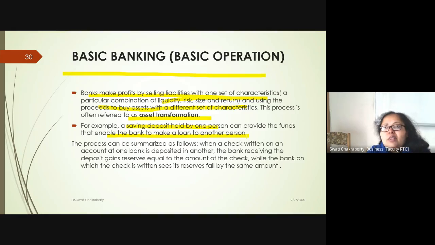Someone's money, I deposit money in the savings account. With that money, banks keep a portion of it as their reserves and use the other to give loans, and that's how they make money. So the process can be summarized as follows. When a check written on an account at any bank is deposited in another, the bank receiving the deposit gains reserves equal to the amount of the check, while the bank on which the check is written sees its reserves fall by the same amount, right? So that is how asset transformation happens.